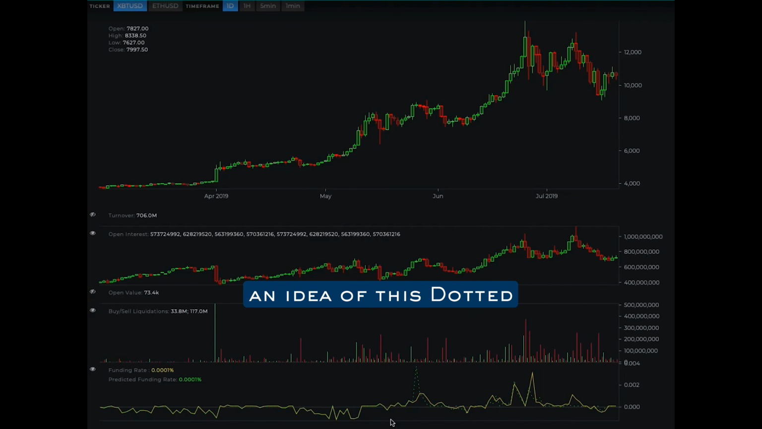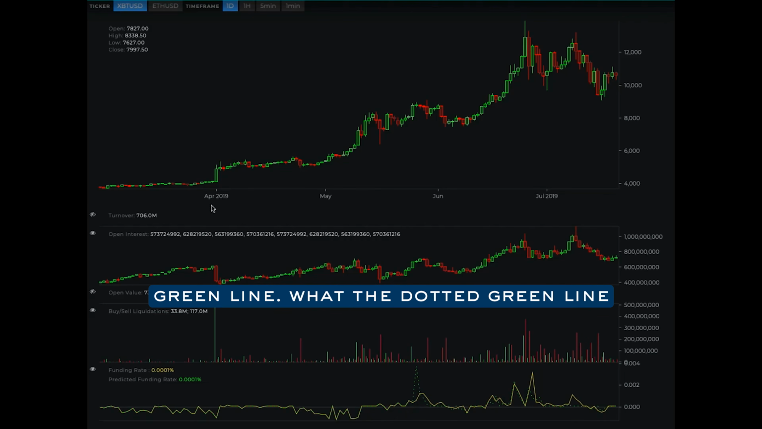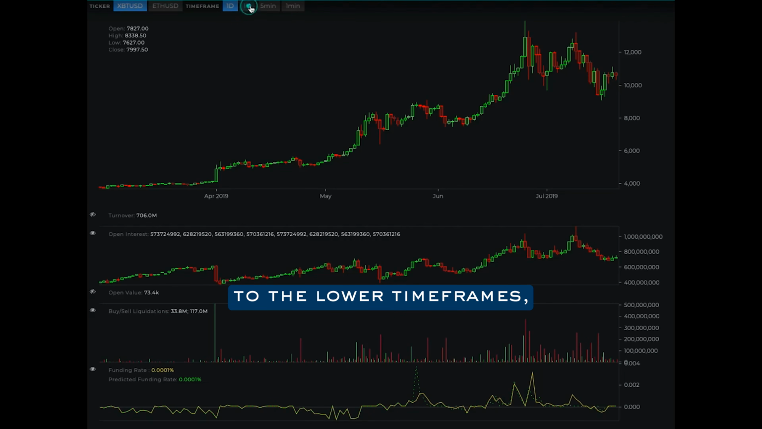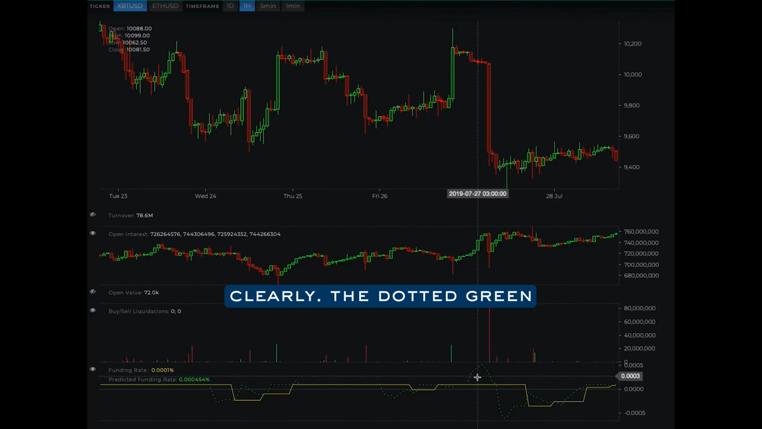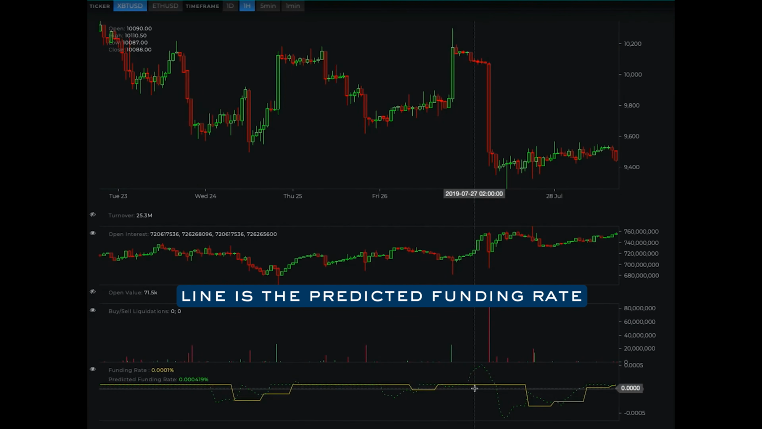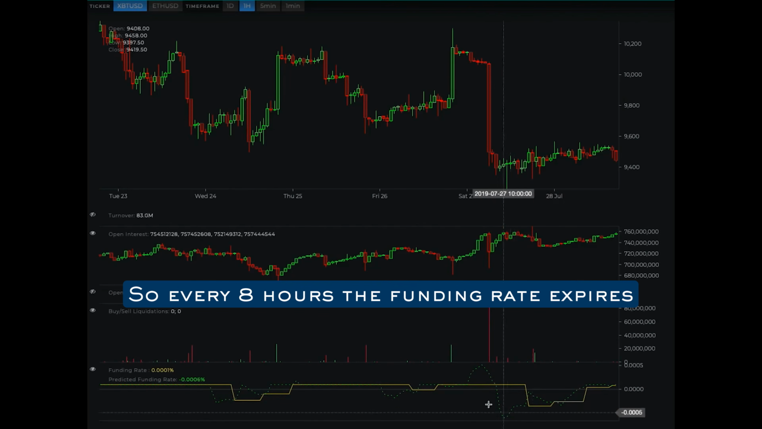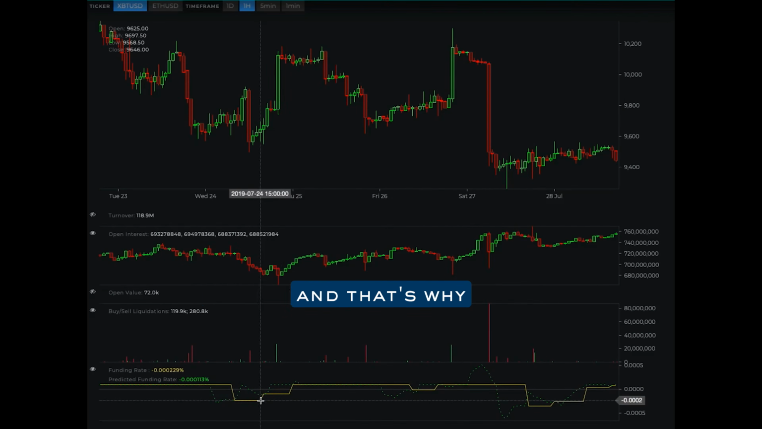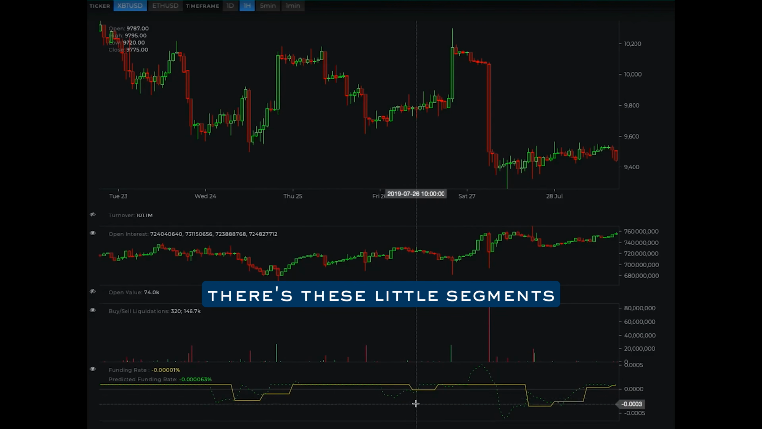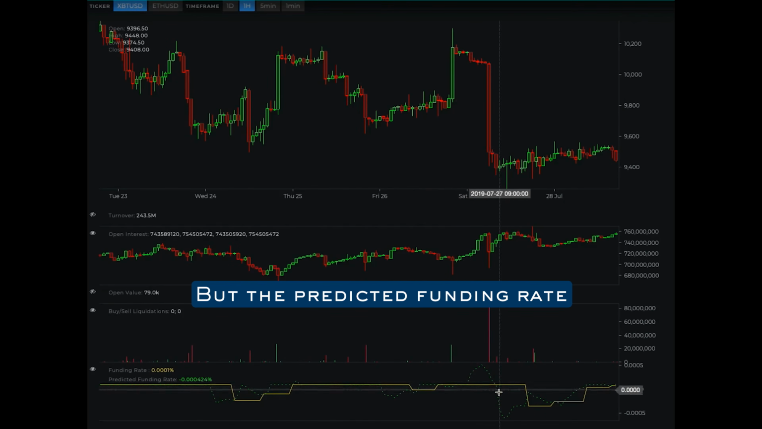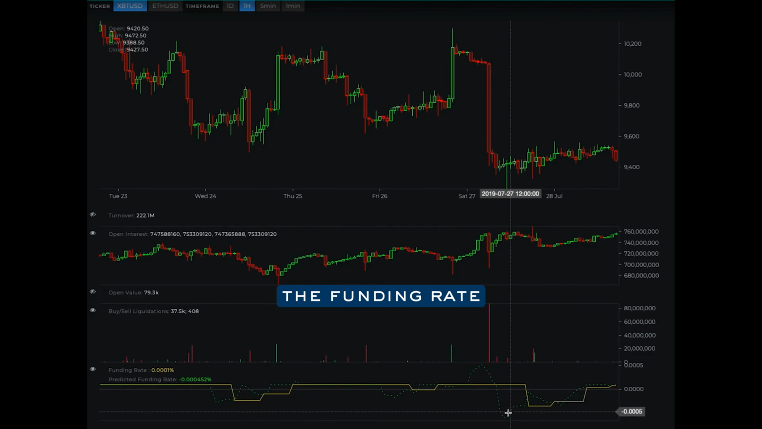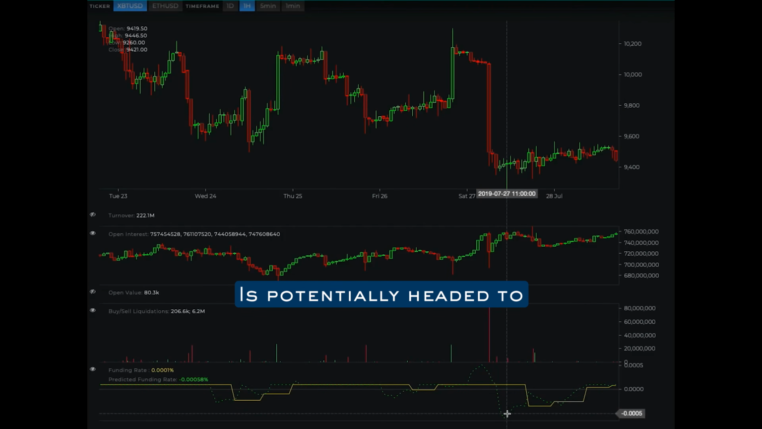And just to give you an idea of this dotted green line, especially if you go down to the lower time frames, you can see this a little bit more clearly. The dotted green line is the predicted funding rate. This is the rolling calculation of where the funding rate is likely to be. Every 8 hours the funding rate expires, and that's why there are these little segments. But the predicted funding rate gives you an idea of where the funding rate is potentially headed before it actually resets.